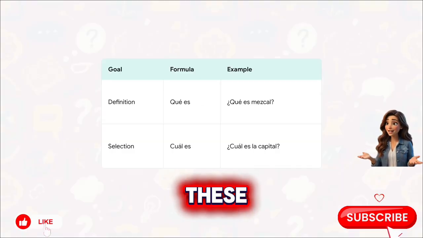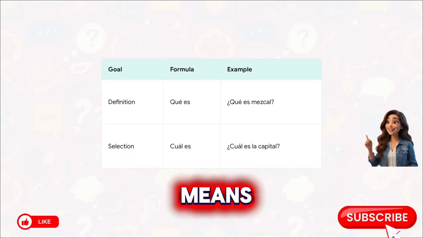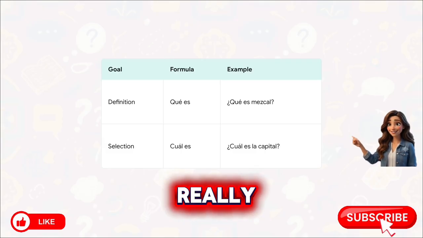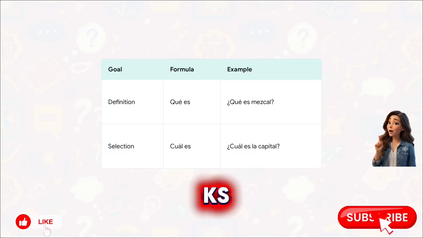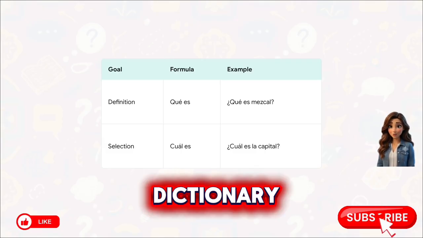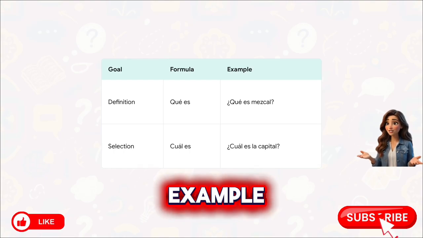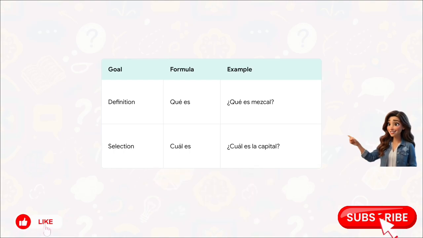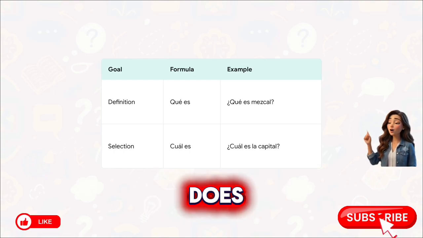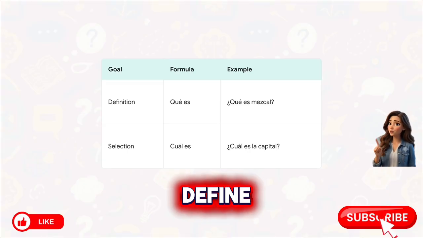When you pair these words with the verb es, which just means is, the rules are actually really strict. If you ask ¿qué es?, you are strictly asking for a dictionary definition. For example, ¿qué es mezcal? Here, you're basically asking, what does the word mezcal mean? Please define it for me.